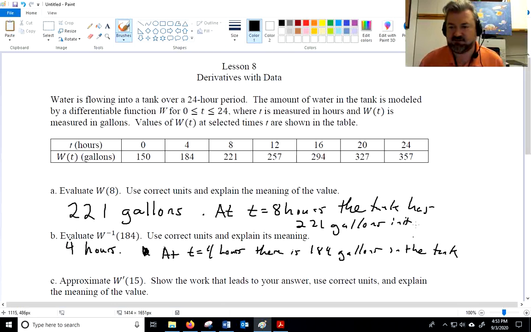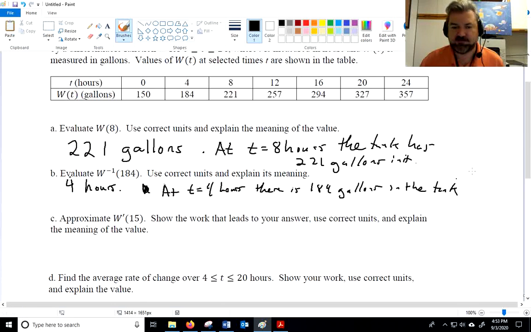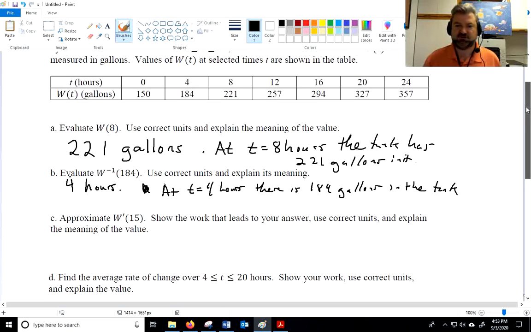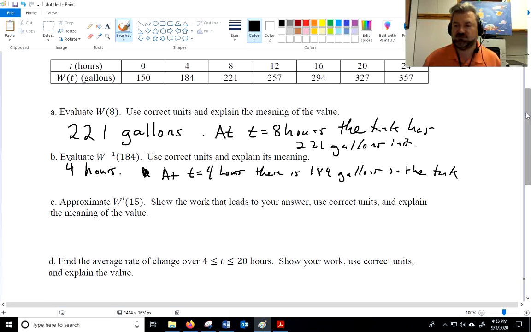All right, let's go down to the next one. I want you to approximate W prime of 15. Show the work that leads to your answer, use correct units, and explain the meaning of the value. But give it your best shot. But remember that when they tell you to find W prime of 15, you need to choose table values as close to it as you can.